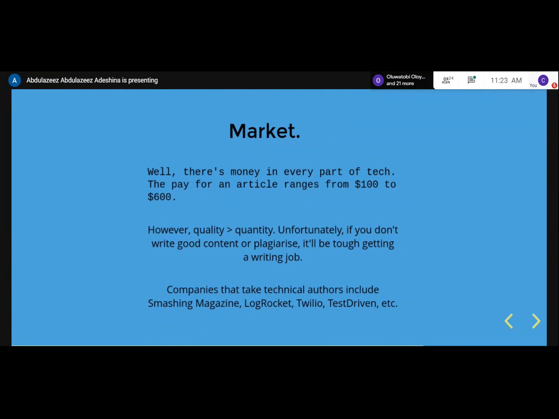Well, I believe we are in tech for money most times. So yes, the market for technical writers is actually very good, very very. An article ranges from $100 to $600. Some companies pay more than that, but the highest I've seen so far is Clubhouse at $600. However, I believe in quality over quantity.